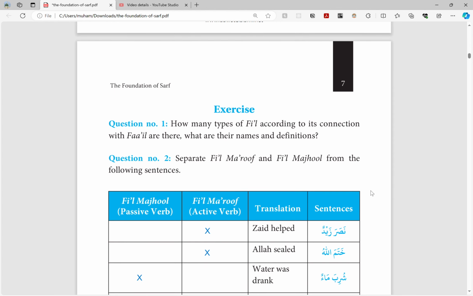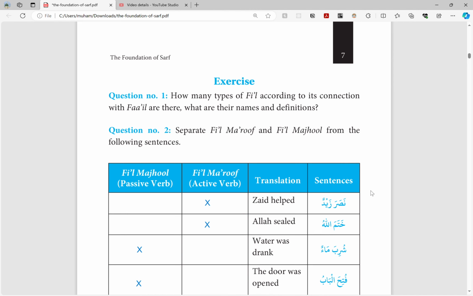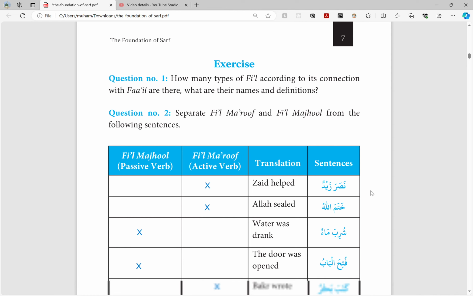Water was drunk, shuriba ma'un. So who did the drinking? That's unknown, so that's fi'l majhul. Futih al-babu, the door was opened. We don't know who opened the door, so that's fi'l majhul.